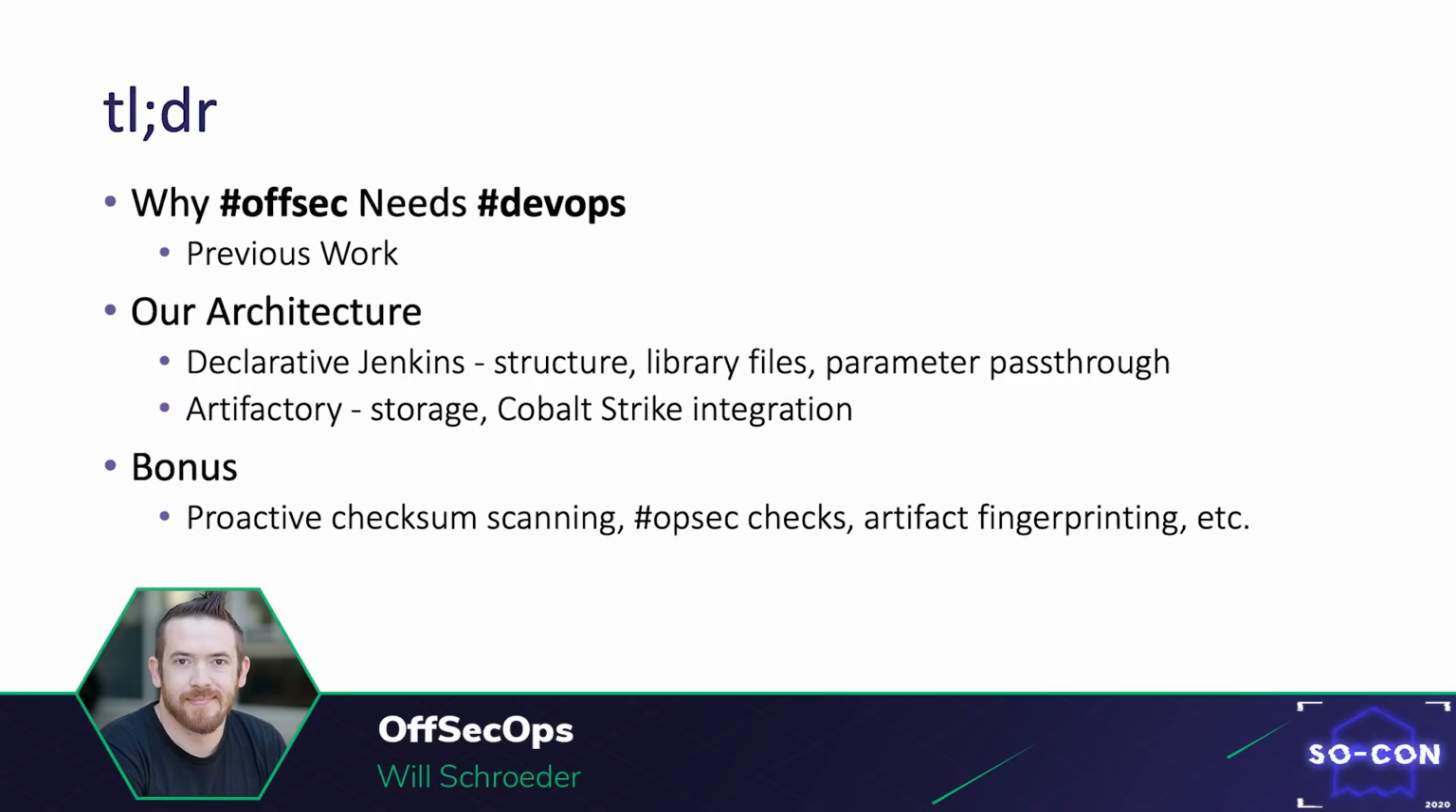Artifact fingerprinting to get custom IOCs from things. Or proactive stamping out of known IOCs from public toolsets for source code repos that you don't actually control. Lots of cool things that we'll touch on.